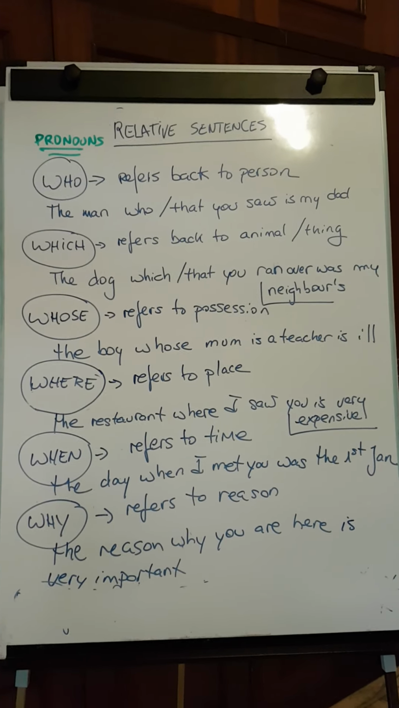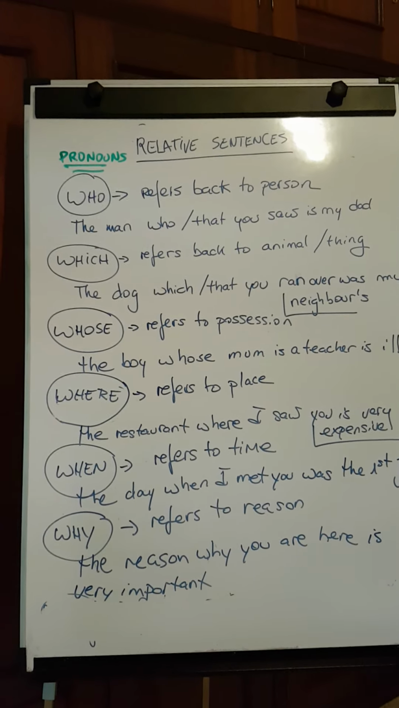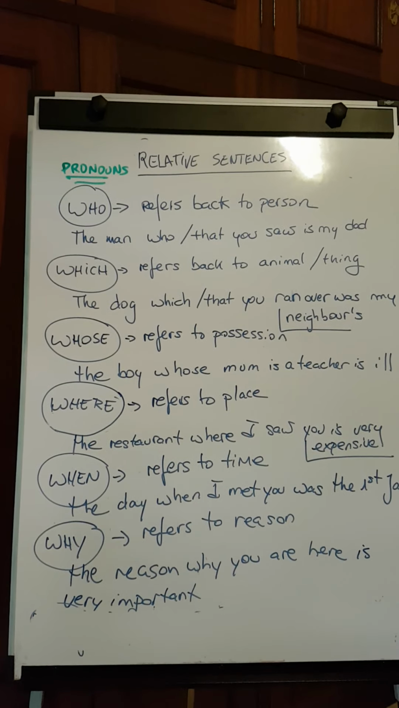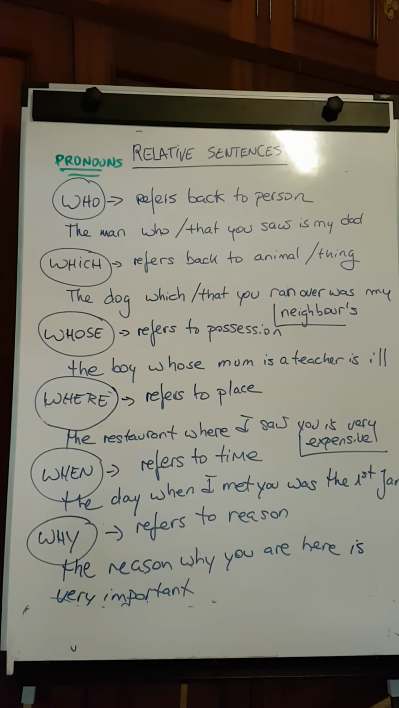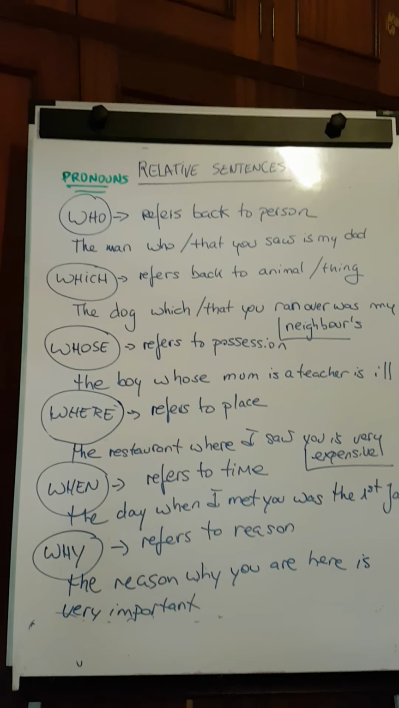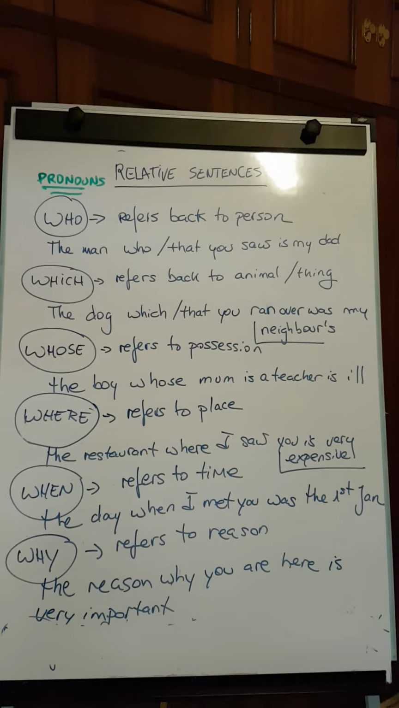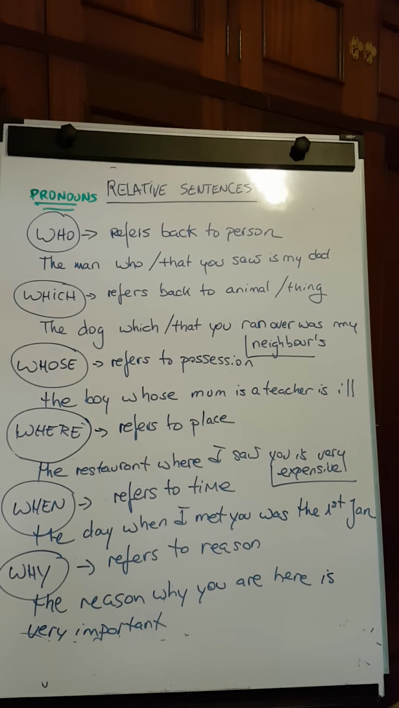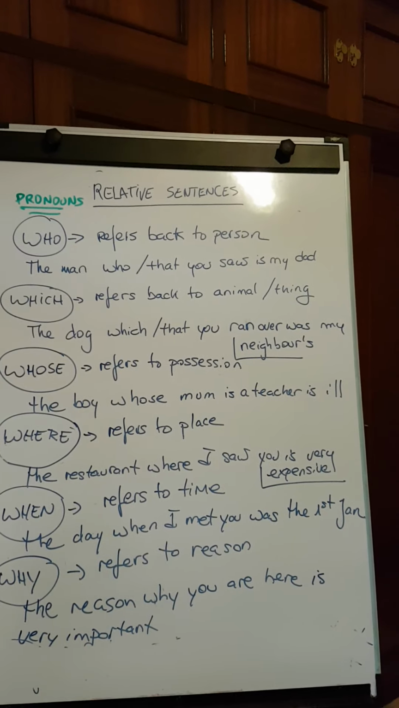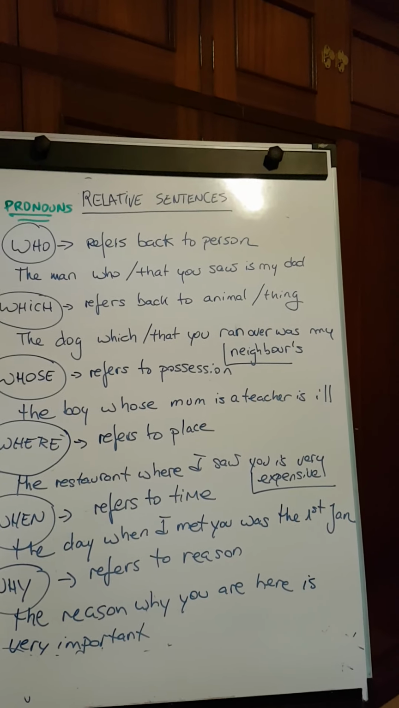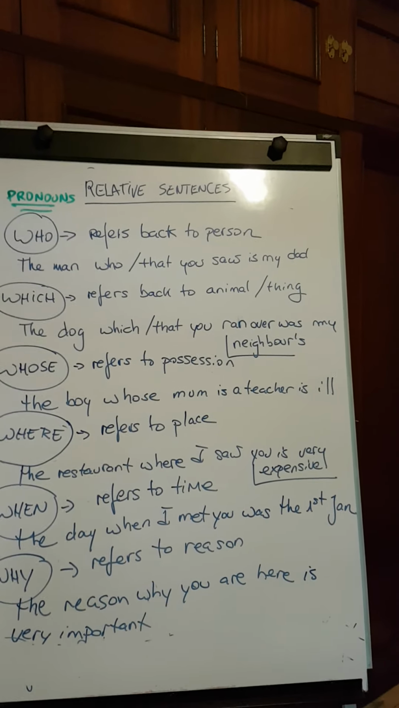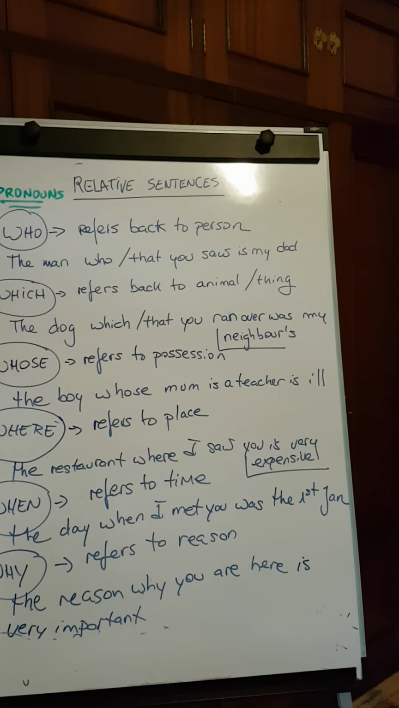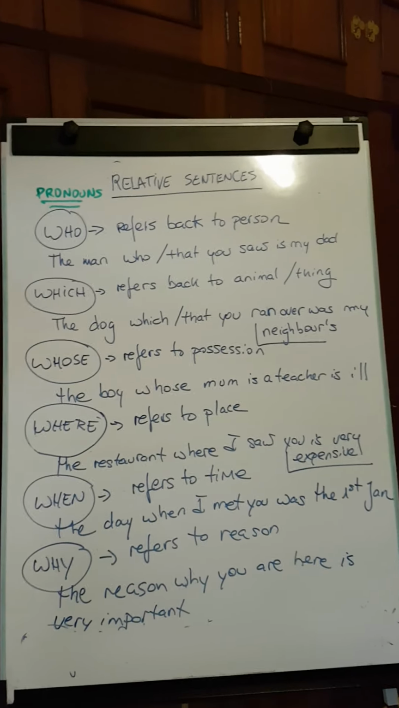Then we have which, which refers back to an animal or a thing. So what I was saying before, this is a sentence that is working as an adjective. For example, in the second sentence we have here, the dog which or that you ran over was my neighbor's. El perro que pillaste era el de mi vecino. So you can get the idea of what I'm saying, that the relative sentence is like an adjective.